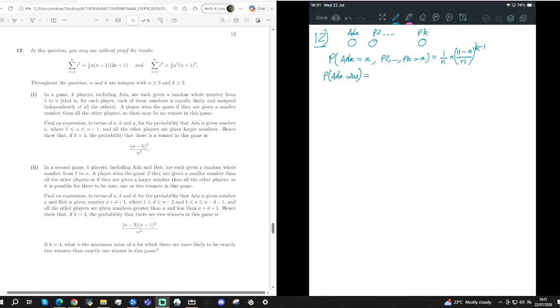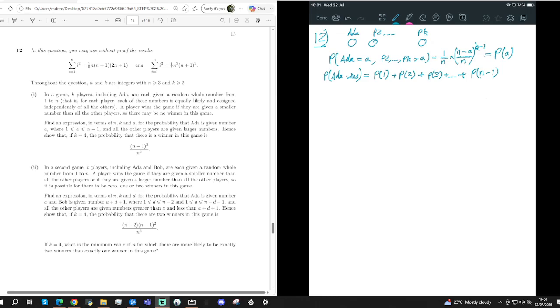Well, the probability that Ada wins is going to be... I want to give this thing up here a name. I'm going to call this P of A, i.e. the probability that Ada wins with the value of A. So the probability Ada wins is going to be P of 1 plus P of 2 plus P of 3. Now, not P of 4. Oh no, it could be up to P of 4. Plus all the way up to, again, I was getting the n's and the k's mixed up, P of n minus 1.